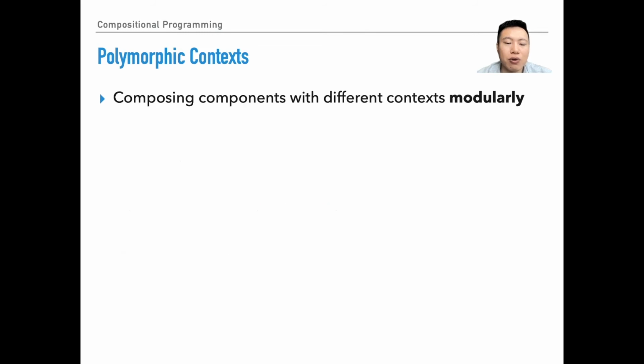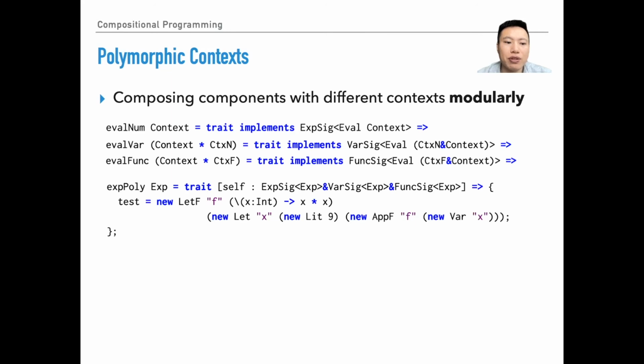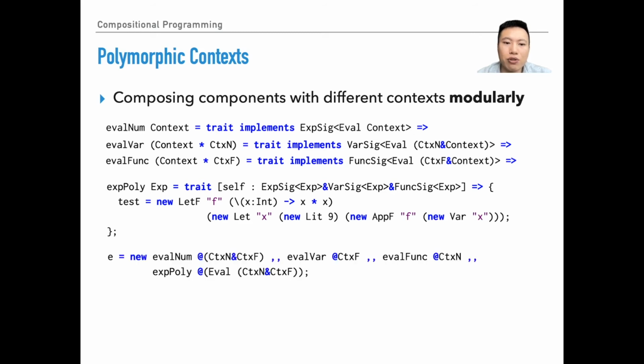Now we show how to compose these components with different contexts modularly. We can define a polymorphic expression that uses all the constructs from the three components. We annotate self as an intersection of three compositional interfaces. We construct a test expression that applies a square function f to x, where x is bound to 9. Now we merge these components. For each evaluation component, we first do a type application that supplies an intersection of context types used by other components. We then merge them and finally instantiate it using new.